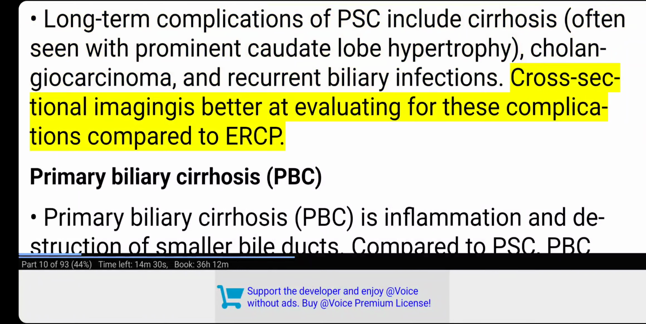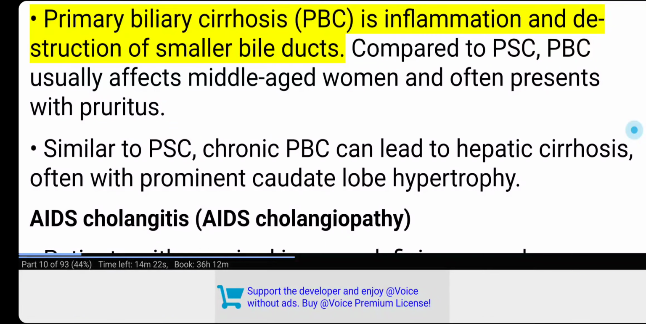Cross-sectional imaging is better at evaluating for these complications compared to ERCP. Primary biliary cirrhosis, PBC. Primary biliary cirrhosis, PBC, is inflammation and destruction of smaller bile ducts.